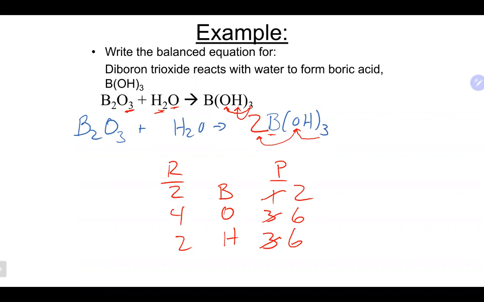It seems probably the easiest. To get my hydrogen on the left to 6, I need 3 of them. That would give me 2 borons. Oxygen, I have 3 here and 3 more there is 6. And hydrogen 3 times 2 is 6 as well. Actually fixed everybody by just putting the 3 there. We're done at that point.